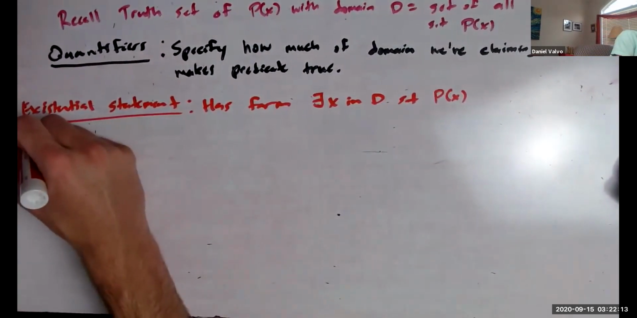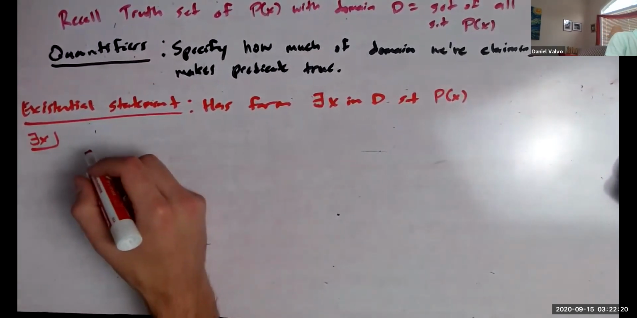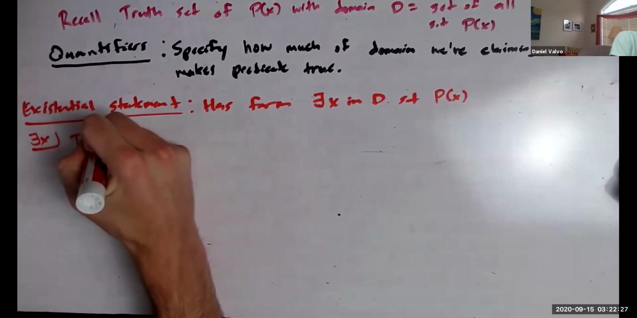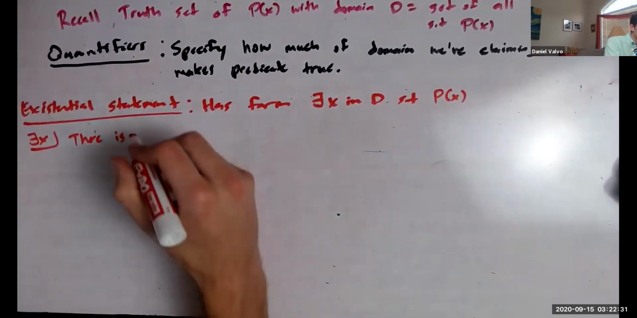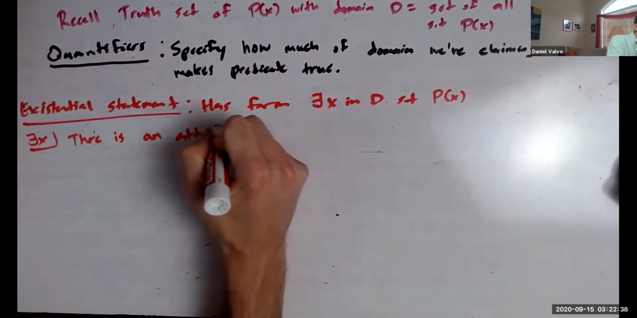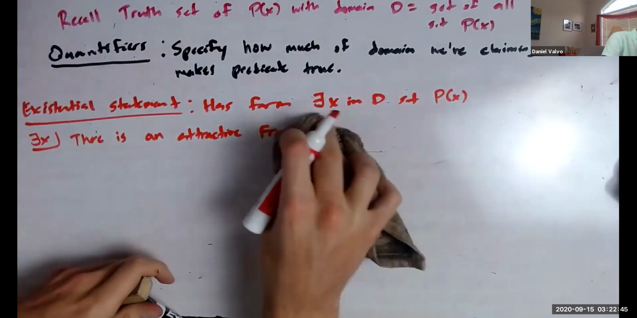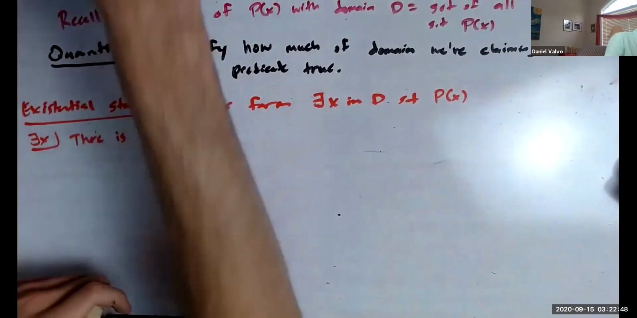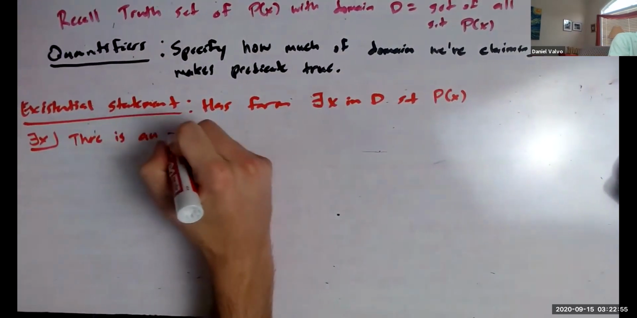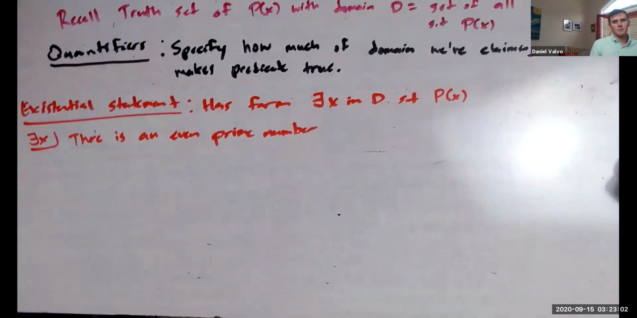So for example, let's say there is an attractive Franco brother, but attractive, that's subjective. What if we say, let me use a different example for my notes. Let's say there is an even prime number.